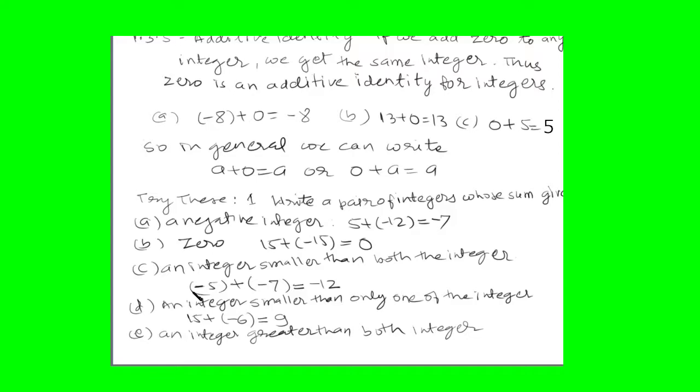Part E, an integer greater than both the integers. So our example is 13 plus 12 equal to 25. If we add 13 and 12, we get 25, and 25 is greater than both the integers 13 and 12.